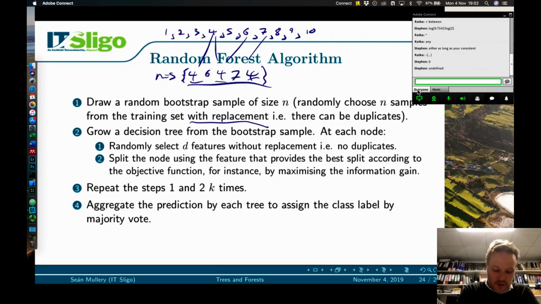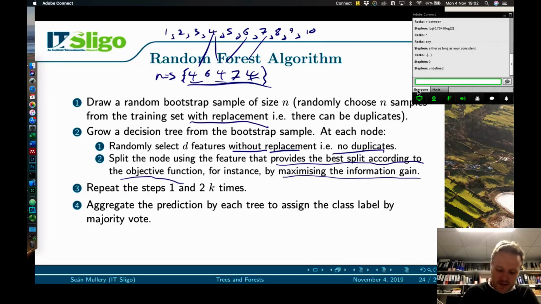At each node, we randomly select D features. So we don't necessarily pick the best feature. We randomly select some set of the features, assuming we have lots of them. Again, this time without replacement, so we're not allowed to select the feature twice. We're not allowed any duplicates. We split the node using the feature that provides the best split according to the objective function, for instance by maximizing the information gain using one of the ones that we used earlier.